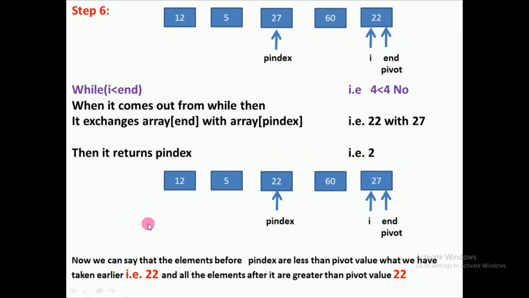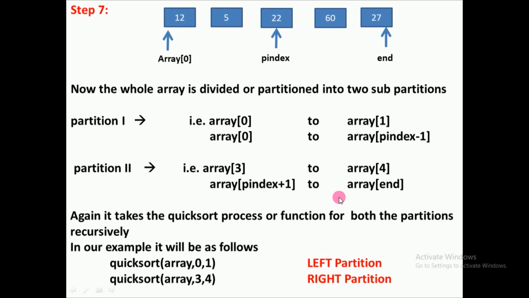Now we can say that the elements before P index are less than the pivot value that we have taken earlier, that is 22, and all the elements after it are greater than pivot value 22. This is the partition logic. All the elements lesser than the pivot element are on the left side, all the elements bigger than this pivot element are on the right side. So now the whole array is divided or partitioned into two subpartitions.